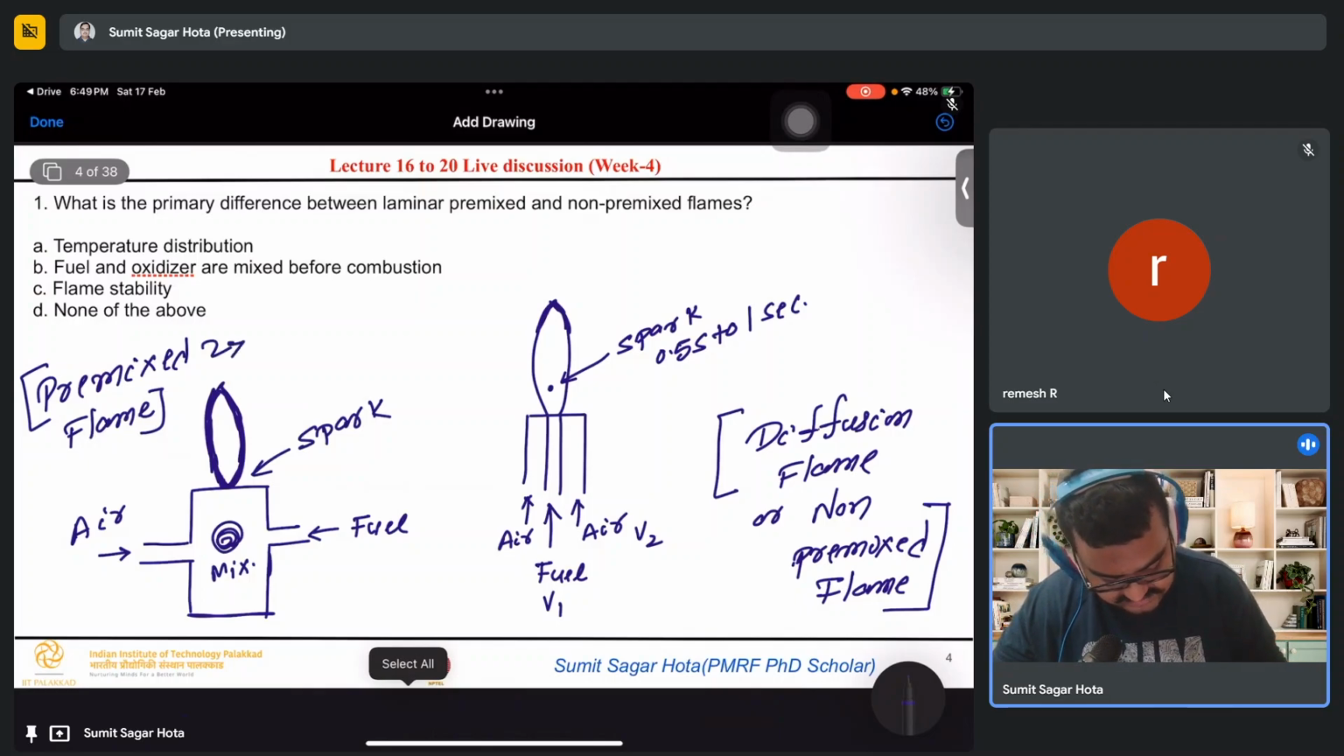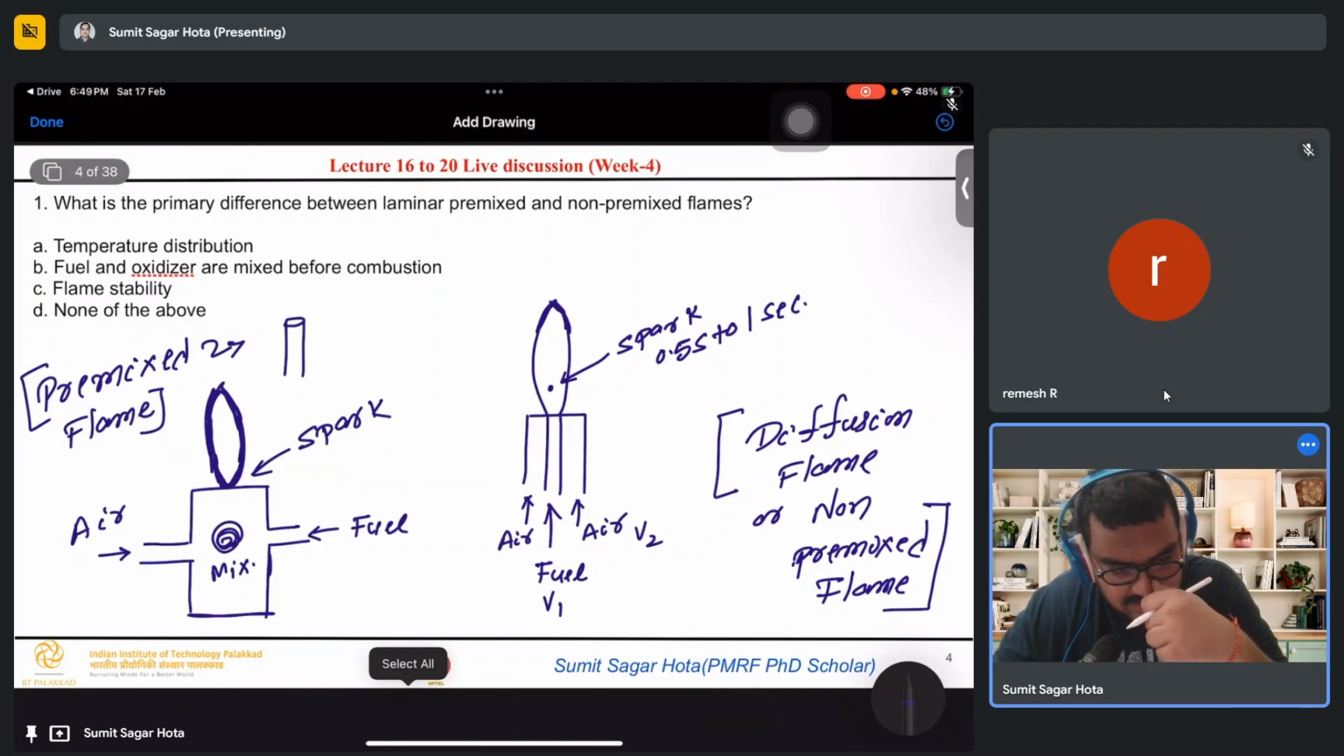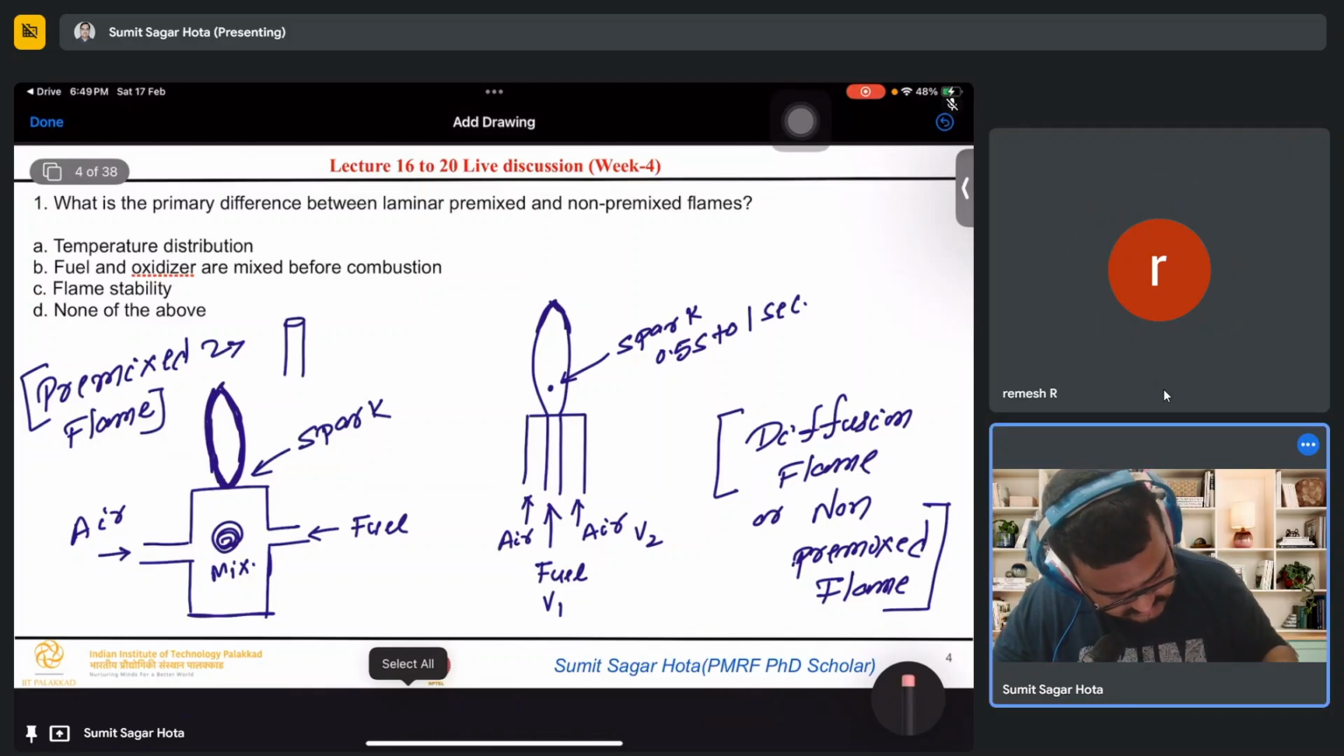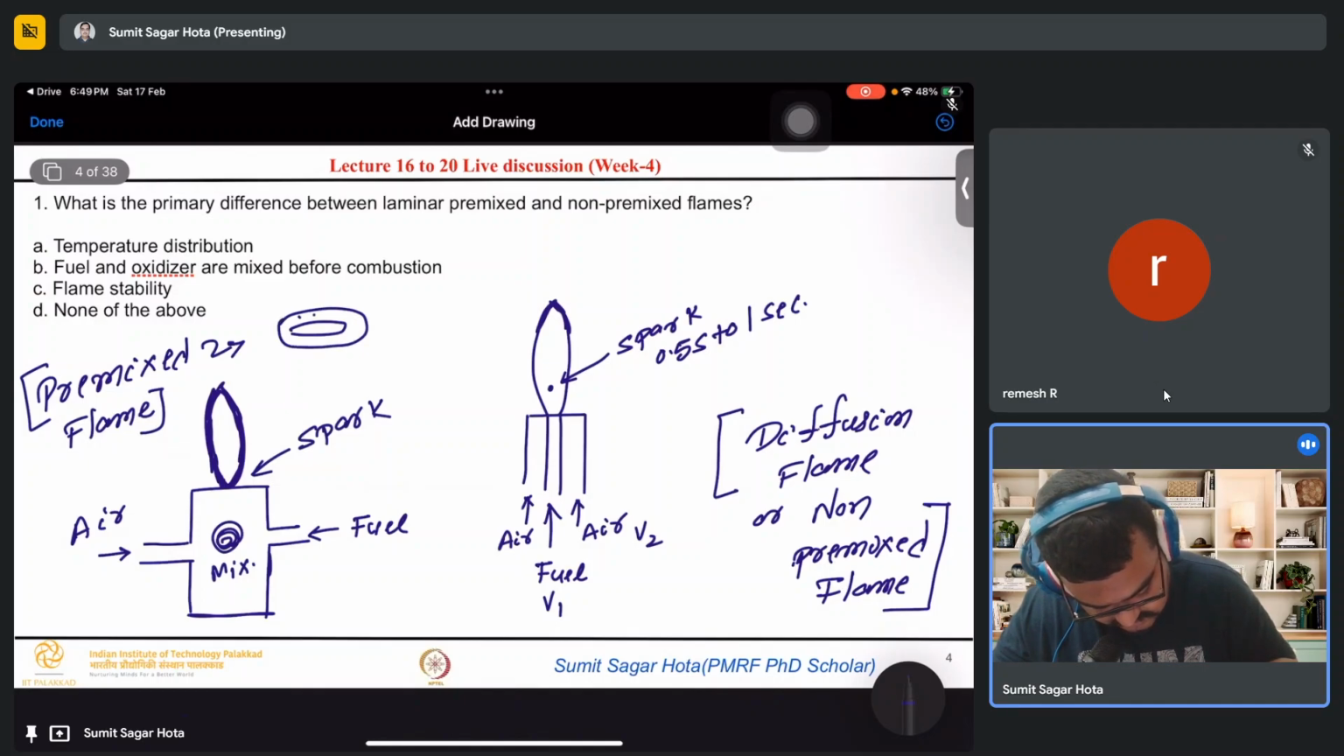One more example you can take is a burner, like the stoves in our homes. That is also an example of a premixed flame. Why? Because this kind of structure is there, and some holes will be there. Whatever LPG gas is there, the flames will come from here.